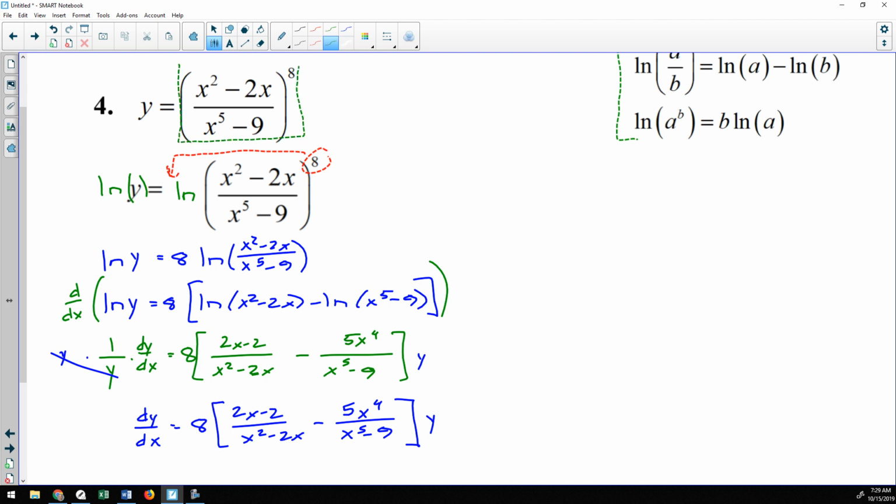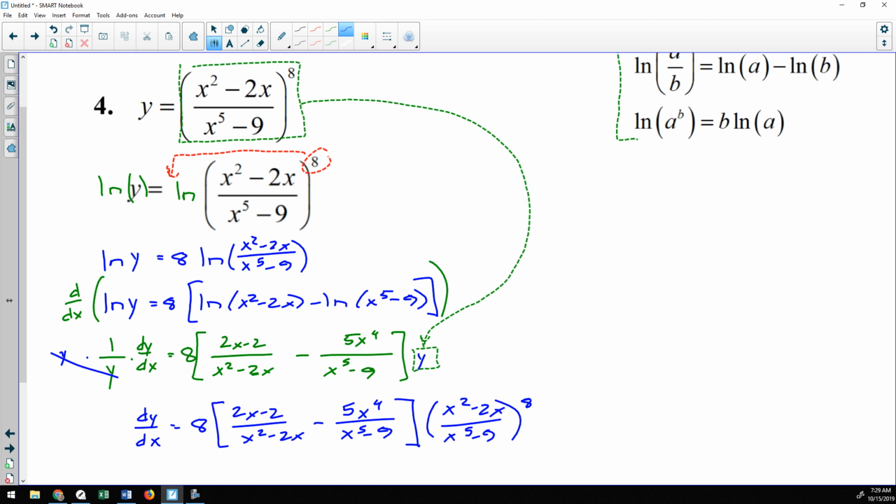And if that's what y is equal to, then I can actually plug all of that in the place of y right here. And instead of saying times y at the end, we will say times the original equation, which was x squared minus 2x over x to the 5th plus 9, minus 9, all to the 8th.